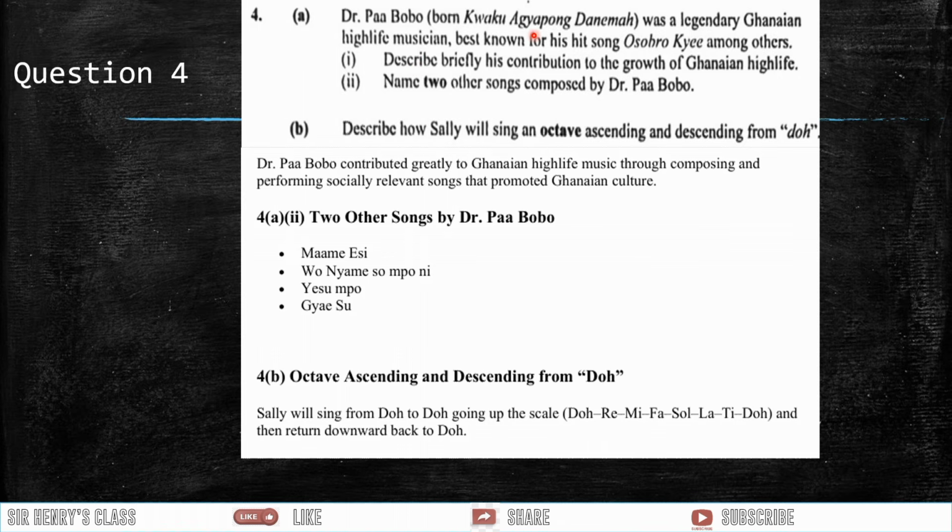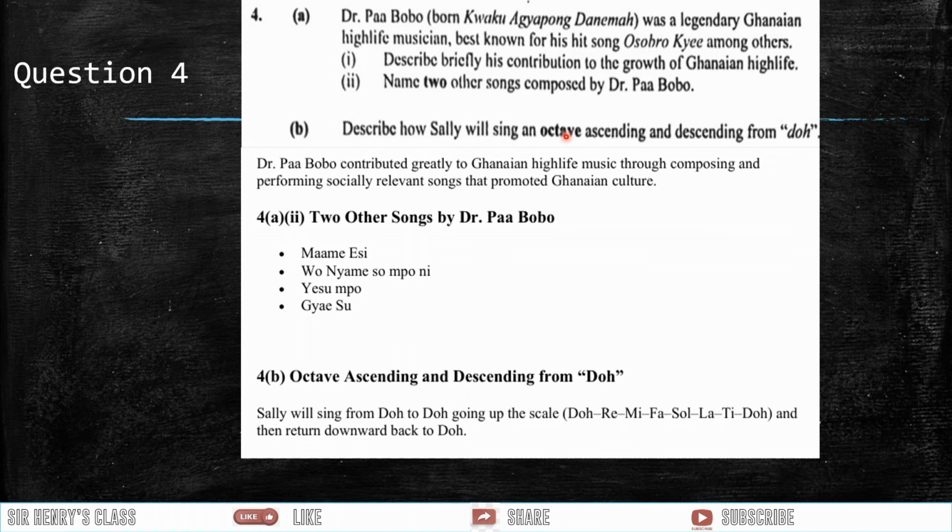Number 4, Dr. Pabobo, born Kweku Japan Damena, was a legendary Ghanaian highlife musician, best known for his hit song Osobroche, among others. Describe briefly his contribution to the growth of Ghanaian highlife and name 2 other songs composed by Dr. Pabobo. So Pabobo contributed greatly to Ghana's highlife music through composing and performing socially relevant songs that promoted Ghanaian culture. Other songs by Pabobo are Mami Esi, Unyamisumponi, Yesumpo, Jaisu, among others.